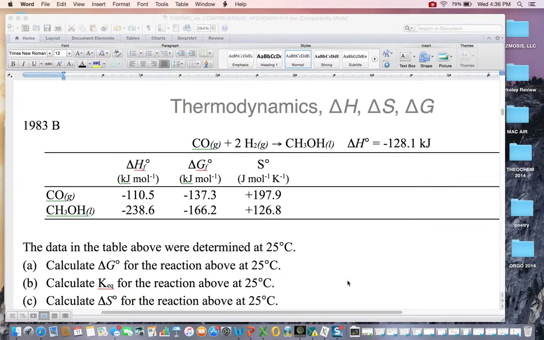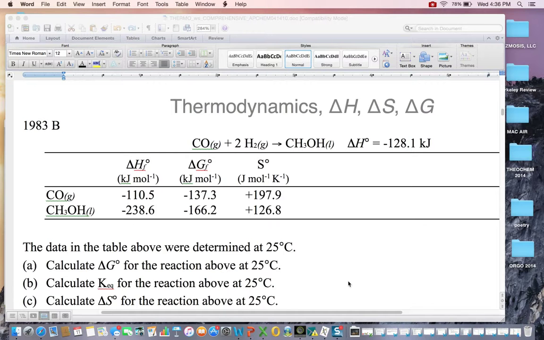Right, so we're looking at a thermodynamics problem set, an FRQ from 1983 on the AP Chem exam. In this reaction, we have 1 mole of carbon monoxide that reacts with 2 moles of hydrogen to yield 1 mole of liquid methanol. Notice the delta H of the reaction is negative 128.1 kJ, so we know that it's exothermic. That's important because heat is a product. That's important because increasing temperatures will decrease the yield of methanol. Decreasing temperatures would increase the yield of methanol.